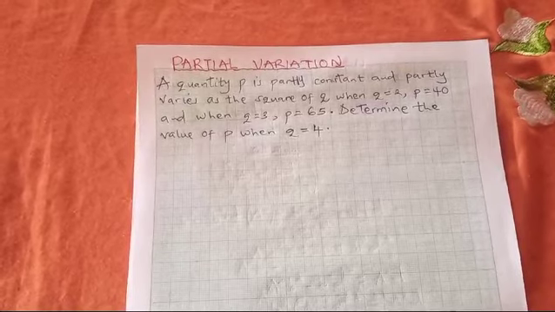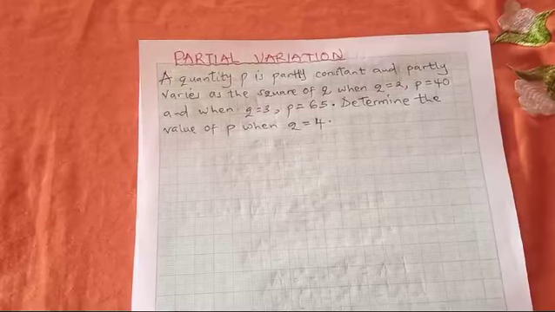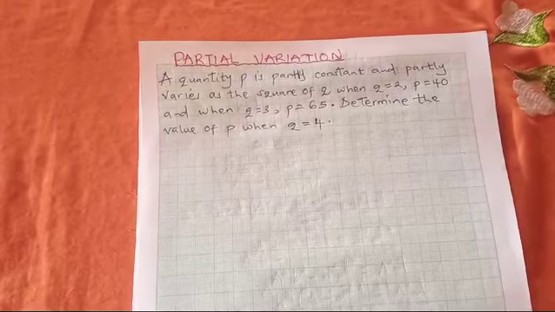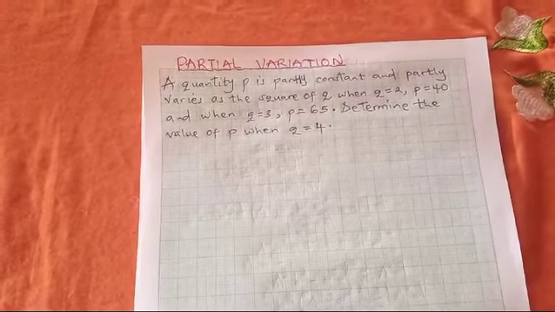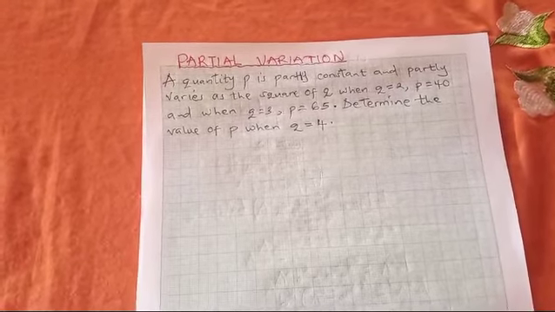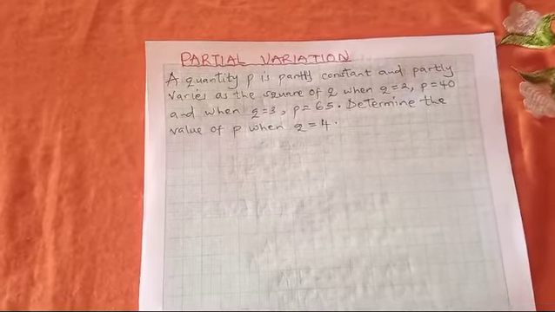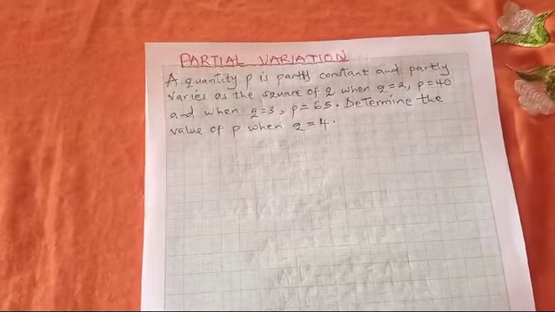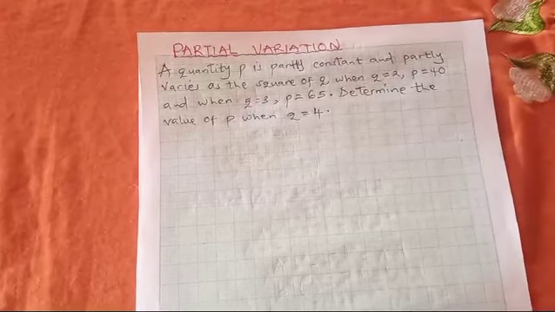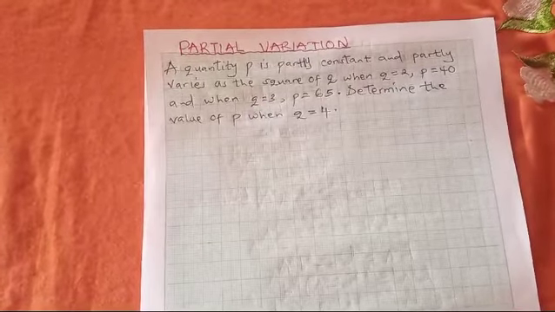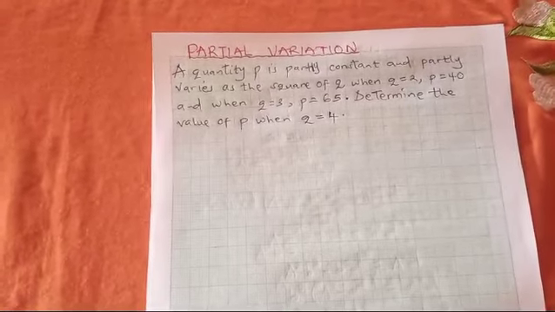So the question reads, a quantity P is partially constant and partially varies as the square of Q. When Q is 2, P is 40, and when Q is 3, P is 65. Determine the value of P when Q is 4. I want us to know that when we are talking about partial variation, here we introduce two constants.